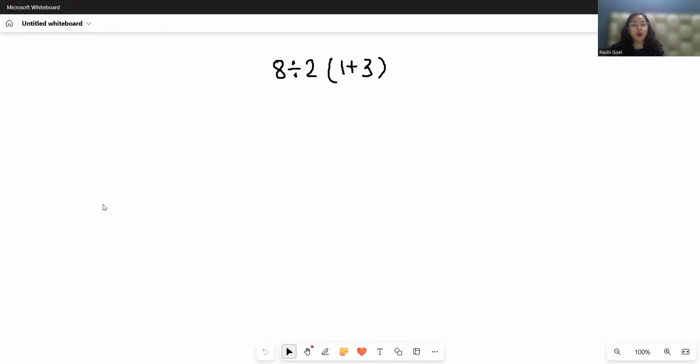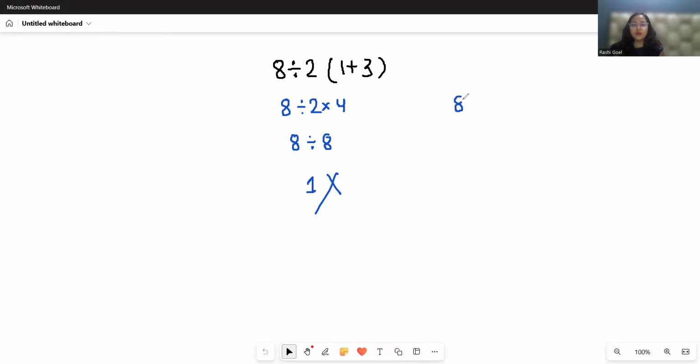So we are going to solve this expression: 8 divided by 2 times parenthesis 1 plus 3. Many people fail to solve this. They fail here when they solve 8 divided by 2, which is 4, and 3 plus 1 is 4, and multiplication, and they solve it as 8 divided by 2 times 4 as 8, and then they reach 1, which is not correct.